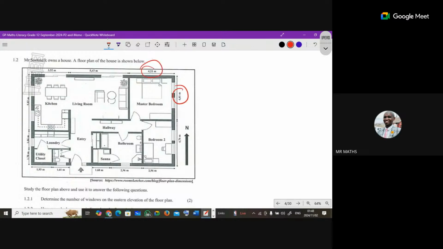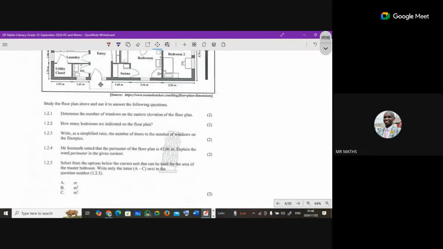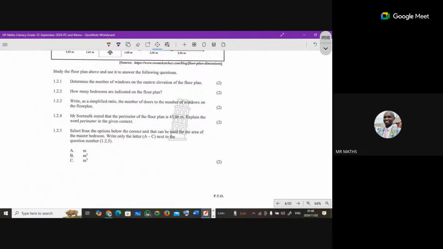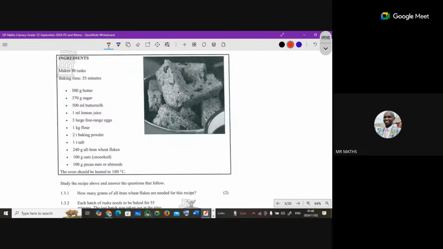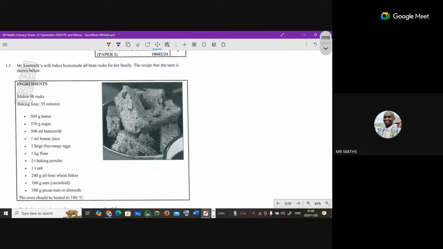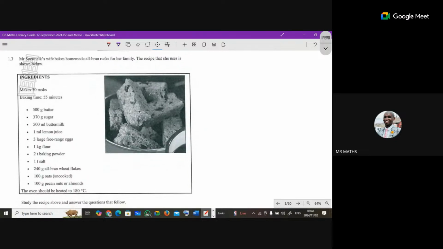So now that means the area, because it's going to be meter times meter, you already know that it has to be meter squared. The unit has to be meter squared. So we are going to check it. Do we have a meter squared? Yes, because area is always in square. So the correct answer will be B. Take your 2 marks. Okay, guys, let's hurry up and move on.